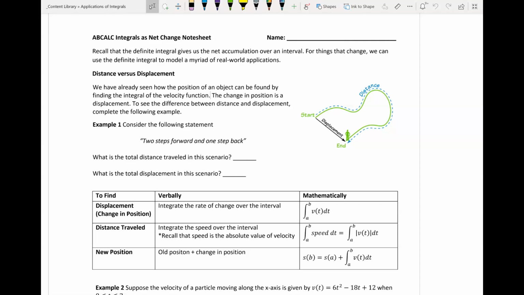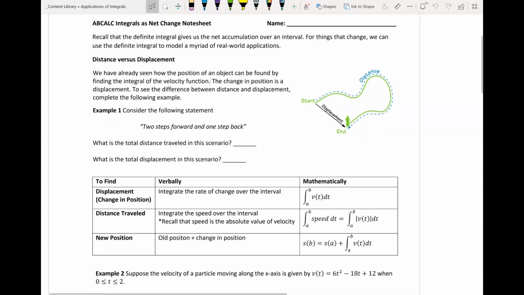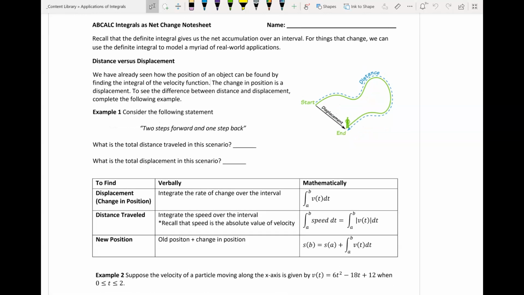Welcome to the new unit for applications of integrals. The first thing we're going to look at is integrals as a net change. This is kind of like a physics application, but using calculus. We're going to compare distance versus displacement.